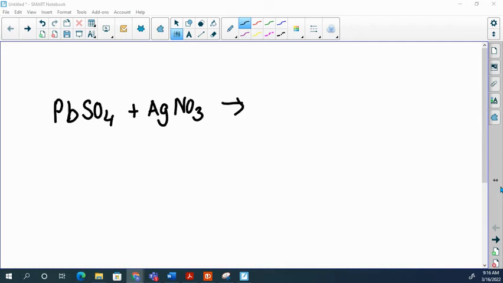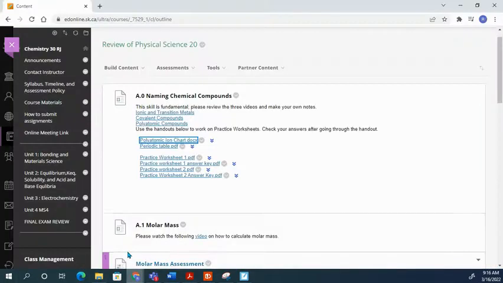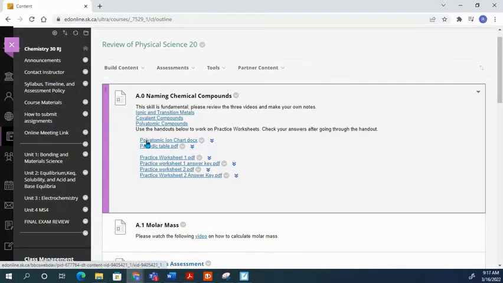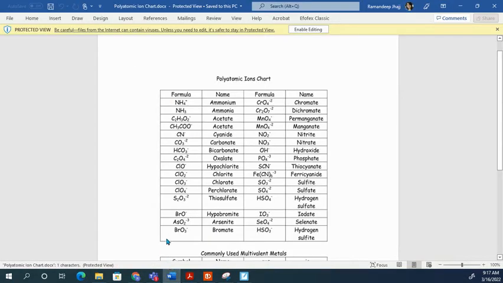For the reaction between lead sulfate and silver nitrate, we need to know the charge on the sulfate ion first. So the sulfate ion is SO4. You go to Blackboard, where there is a polyatomic ion sheet. When you download the sheet, let's look at the sulfate ion. Sulfate right here is SO4 and the charge is -2.